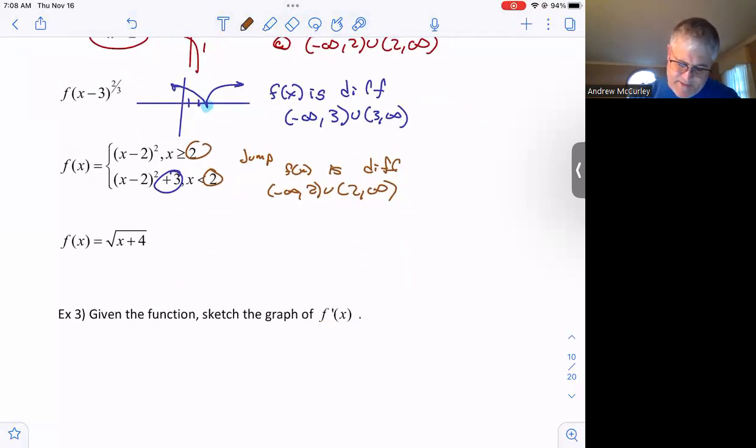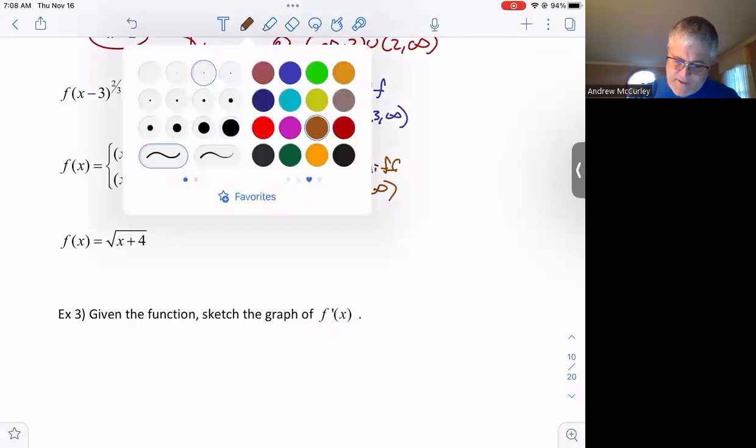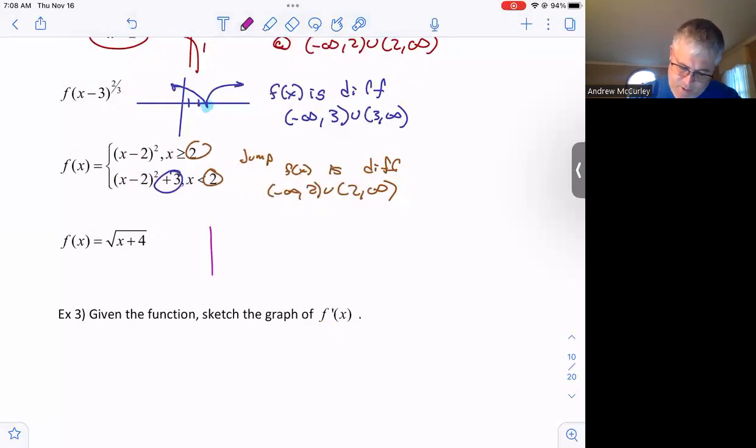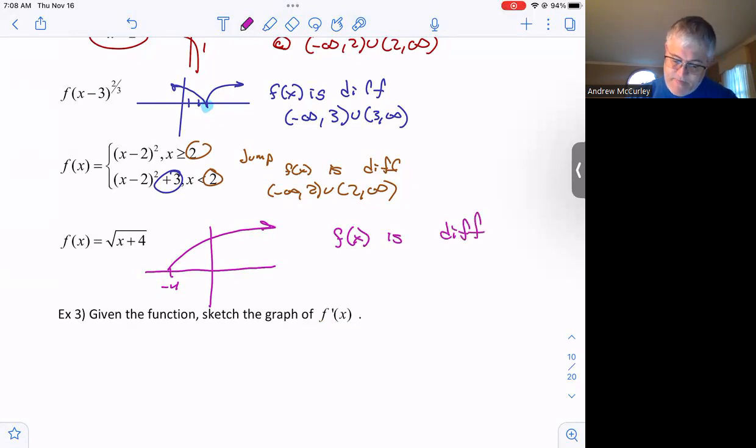And then the last one is the square root of x plus 4. So that would be one where, hey, we know where that starts. It starts over at -4, and it does one of these. So we are differentiable from -4 to infinity. Nothing to the left because the function doesn't even exist there. So we can't have anything there, and not on the endpoint. We can't because of the endpoint right there.